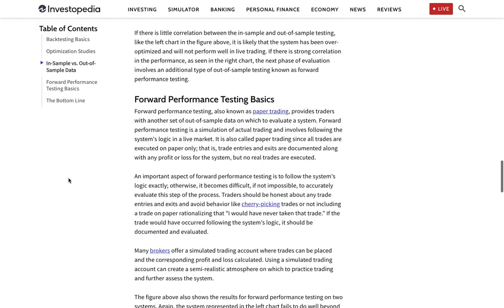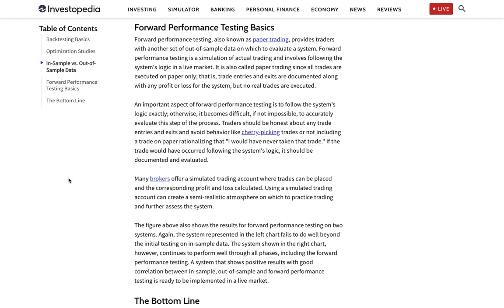So forward testing, also known as paper trading, provides traders with a set of out of sample data on which to evaluate a system. Forward performance testing is a simulation of actual trading that involves following the system's logic in a live market. It is also called paper trading since all trades are executed on paper only.